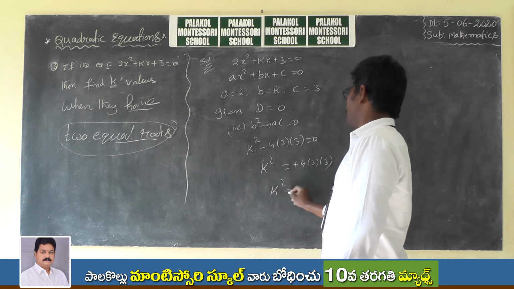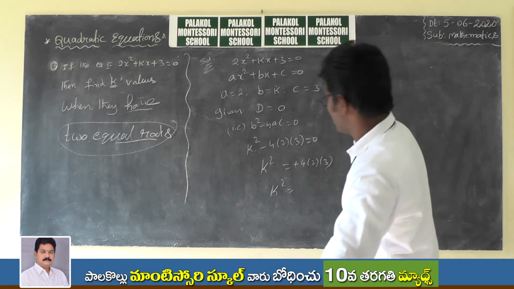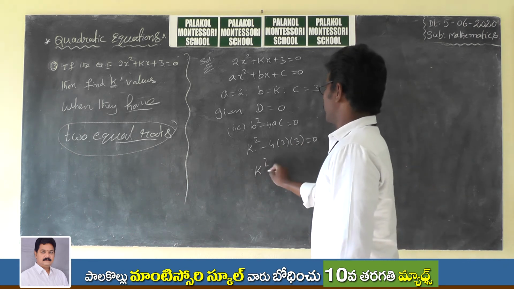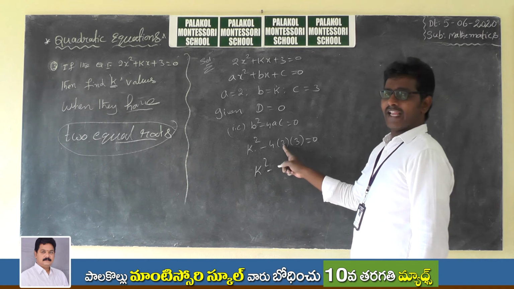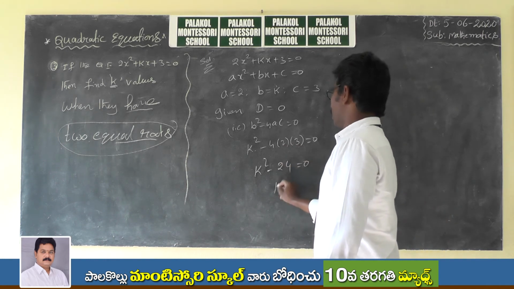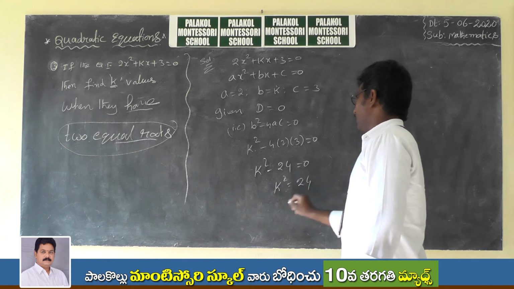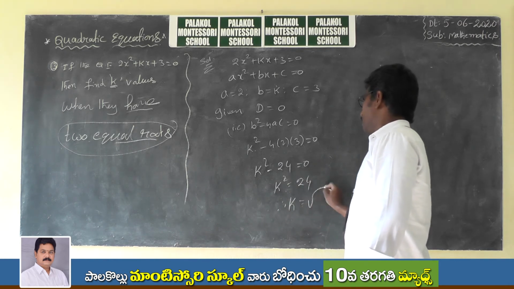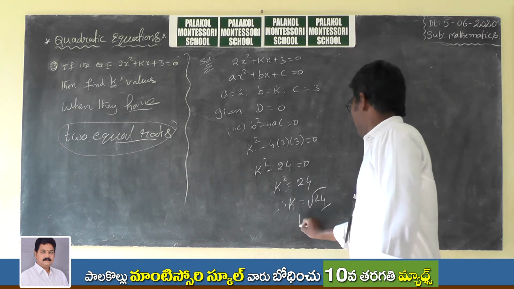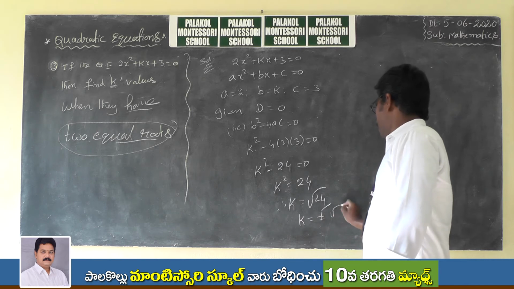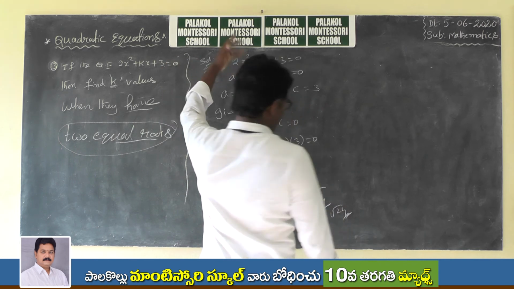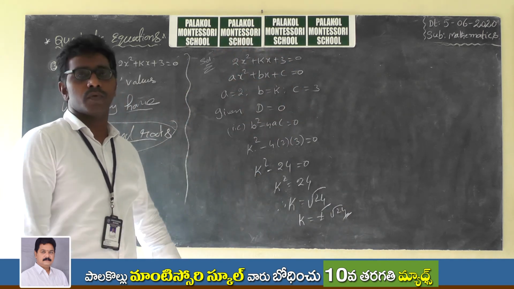This side, k square minus 4 2 3 is moved to the other side. So k square is equal to 4 2s are 8. Suppose you are confused with this one, first simplify this side. k square minus 4 2s are 8, 8 3s are 24. So k square minus 24 is equal to 0. k square is equal to 24. Therefore k is equal to root 24. So that means the k value is plus or minus root 24.